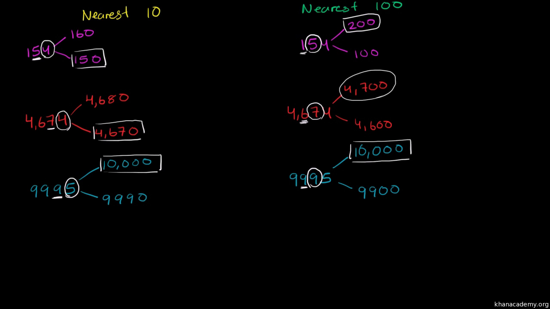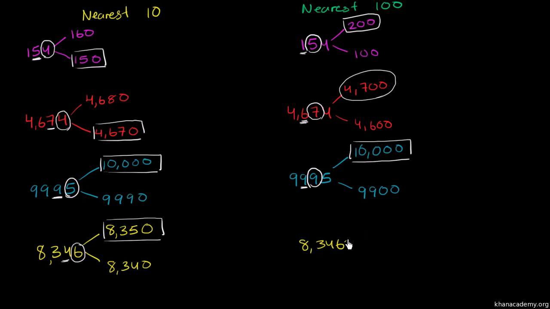8,346. The multiple of 10 below it is 8,340. Multiple of 10 above that is 8,350. If we're going to round to the nearest 10, we need to look at the ones place. The ones place is 5 or greater, so we round up. Now let's round to the nearest hundred.